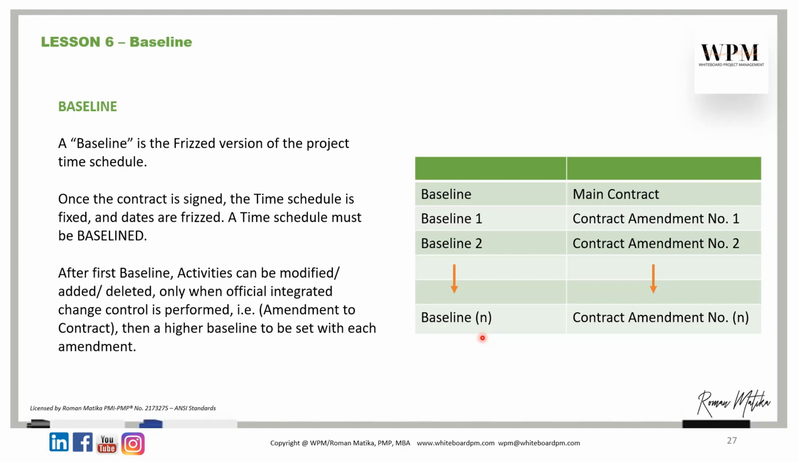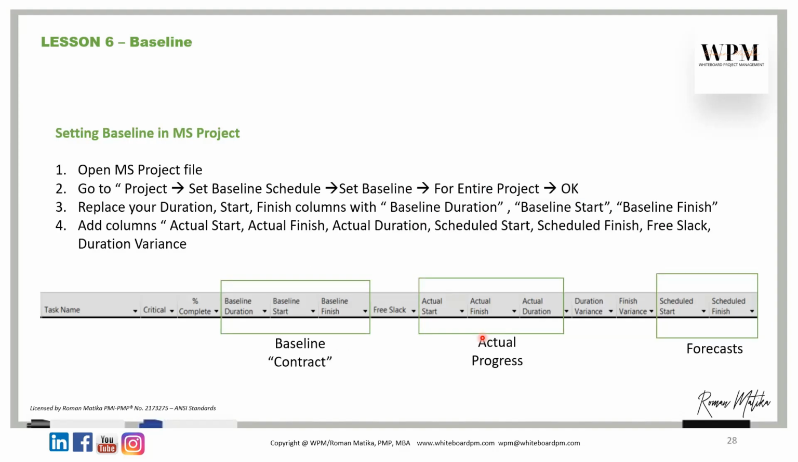Once you have a contract amendment, the first contract amendment, then you can do Baseline 1. But the baseline stays there, so you can compare the contract with Baseline 1. Once you have contract amendment number 2, then you have Baseline number 2, and so on. So this is the explanation of baselines in Microsoft Project.